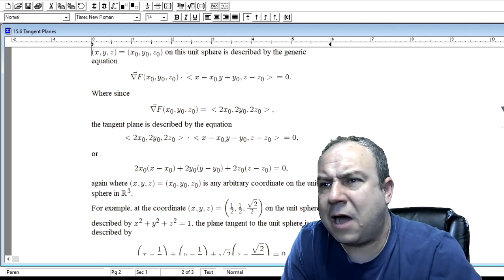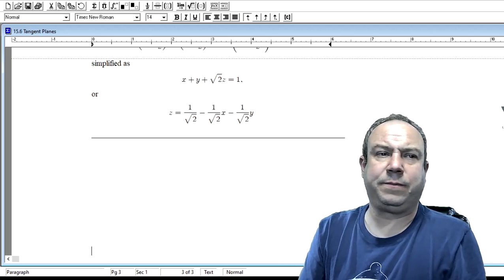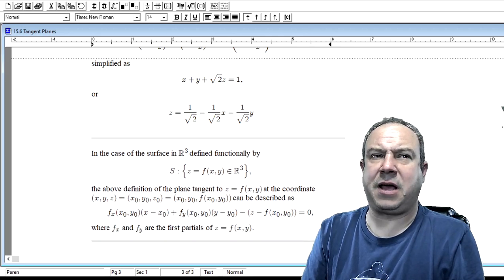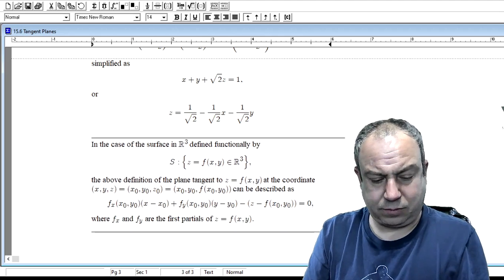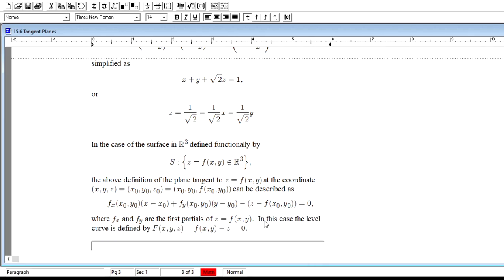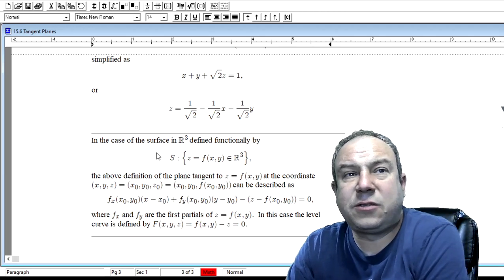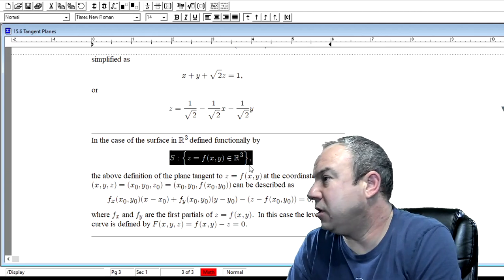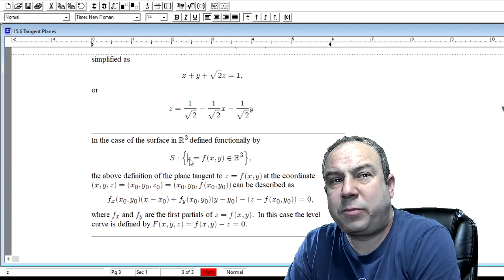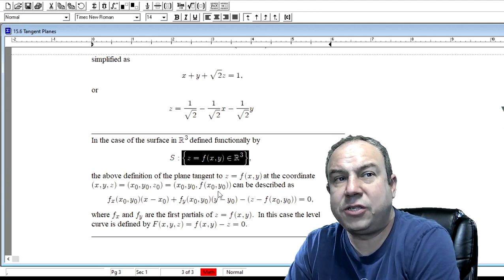All right? Now, this was all a setup for any surface. There does exist a setup for functions. This is what we see developed down below here. In this case, folks, the case where our surface is defined functionally, S is defined by this surface in three-dimensional space where z equals f of x comma y is a functional relationship contained in 3 dimensions.